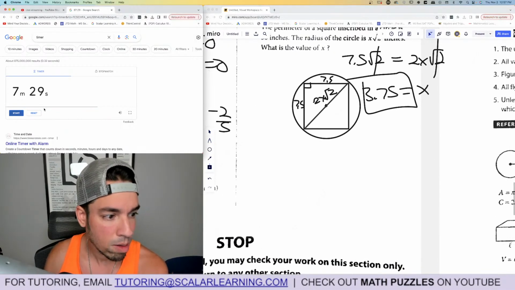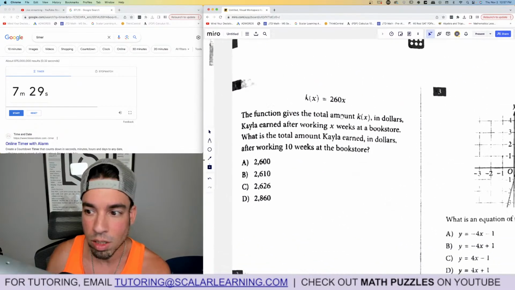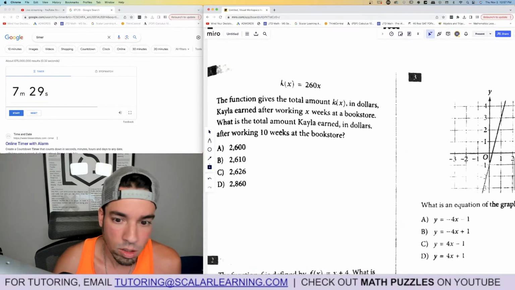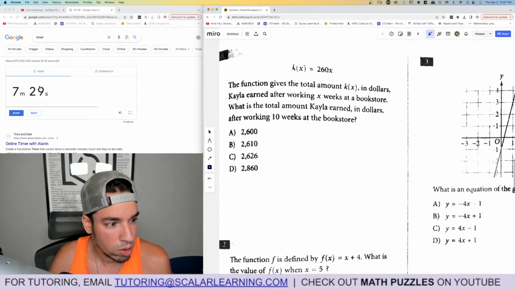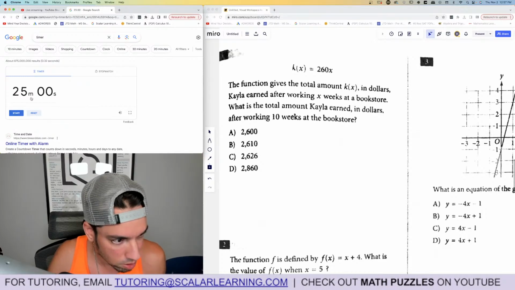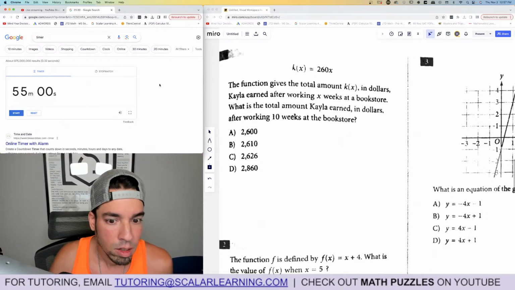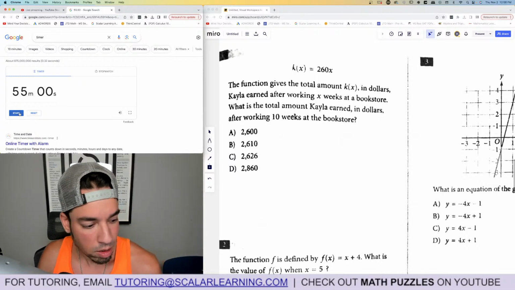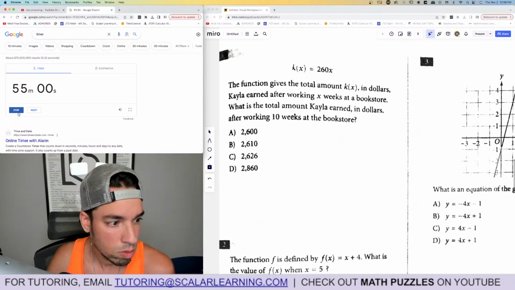Okay. Boom. We're going to stop the timer, and we're not going to grade it yet. We're going to grade the entire thing at the end. We're going to keep rolling into the calculator section. All right, let's do this. Here we go. We're going to reset the timer to 55 minutes. And here we go, we're going to start in 3, 2, 1. Let's go.